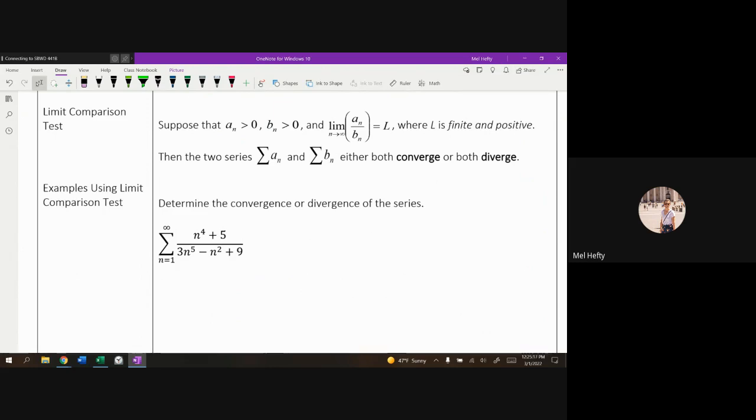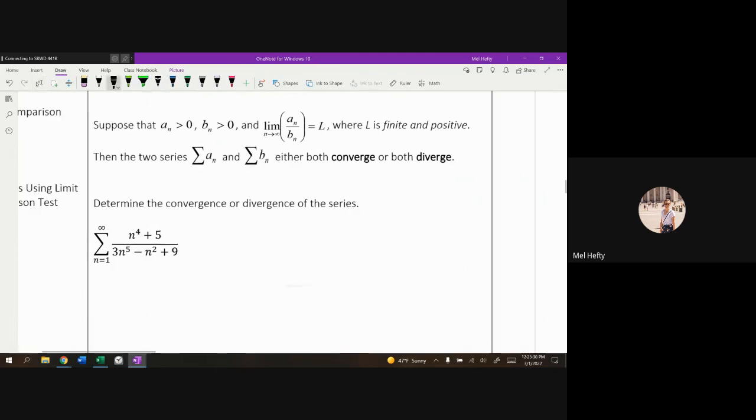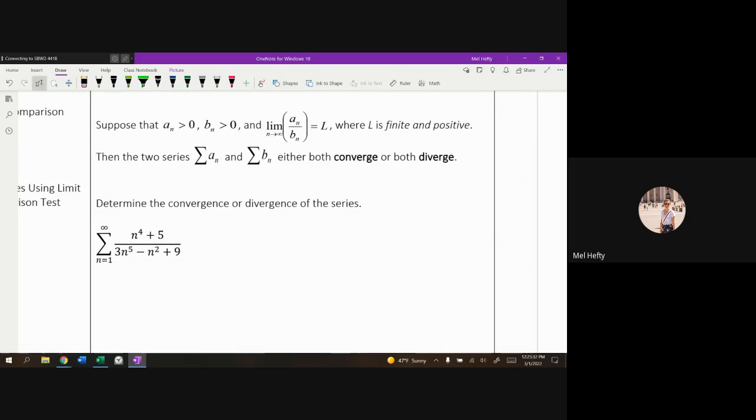So what we're going to do is take a limit as n approaches infinity of the ratio of the two series we're comparing. So I'm going to divide them, and we want to get a number that is both finite and positive. What that finite and positive thing means is essentially that our test works.